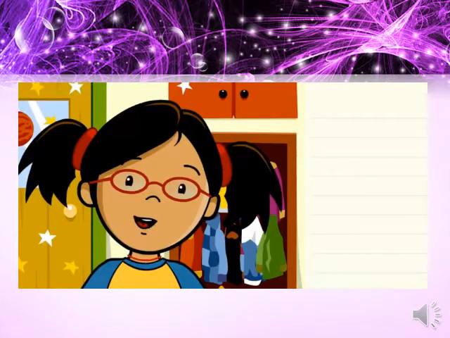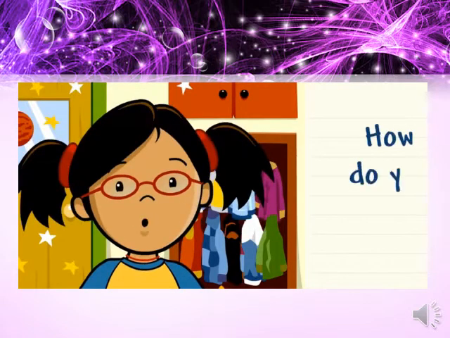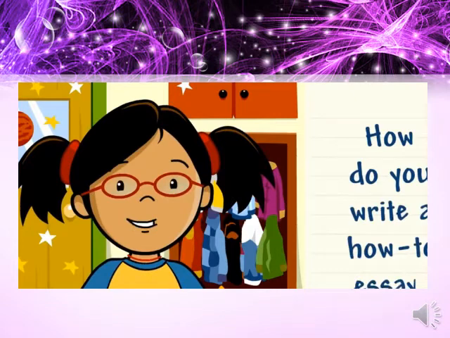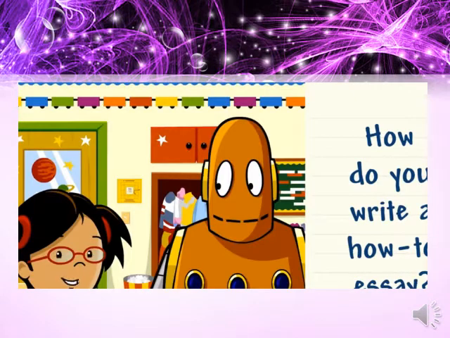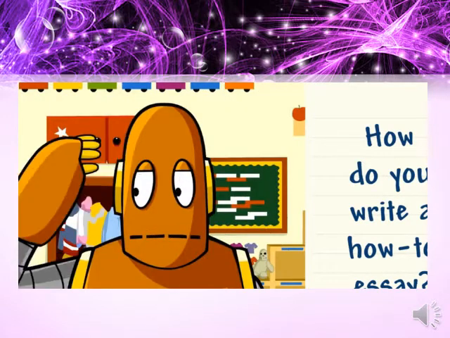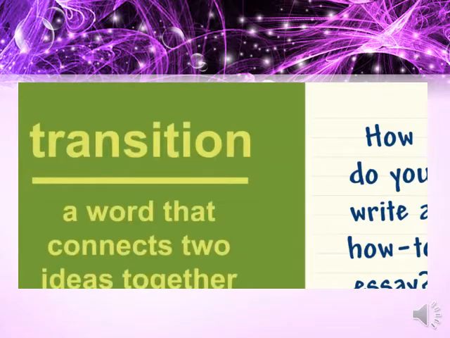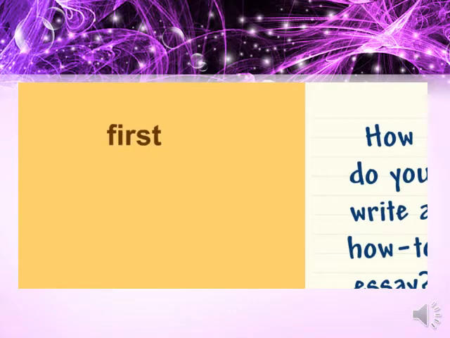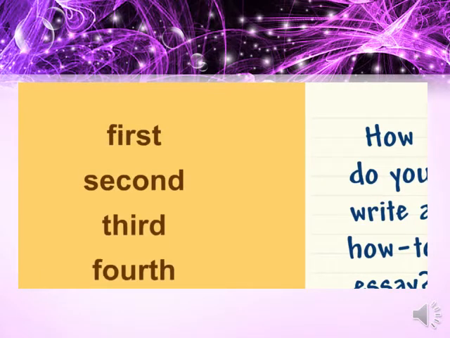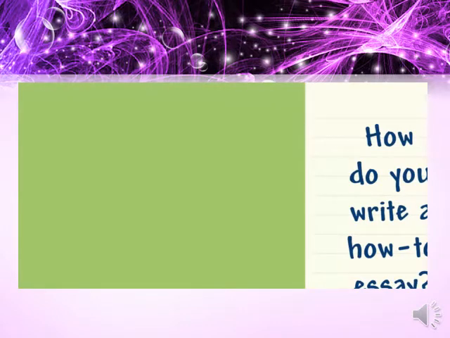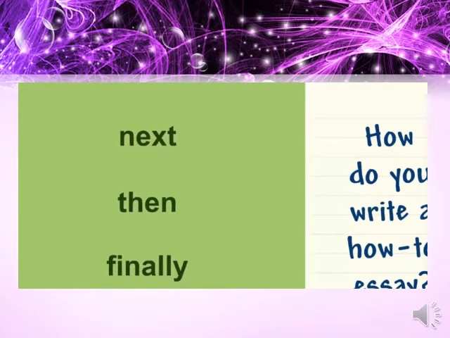Then you're ready to start writing. But how do you write a how-to essay? When you write a how-to essay, you should use transitions to show the order of the steps. A transition is a word that connects 2 ideas together. Sequence words like first, second, third, and fourth tell the order to do the steps. And you can use words like next, then, and finally to connect ideas together too.